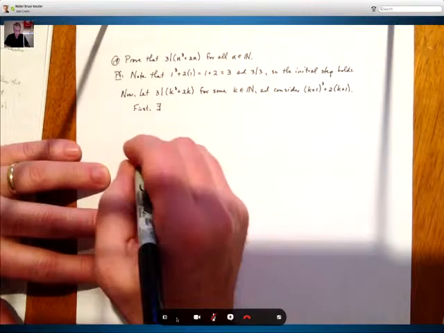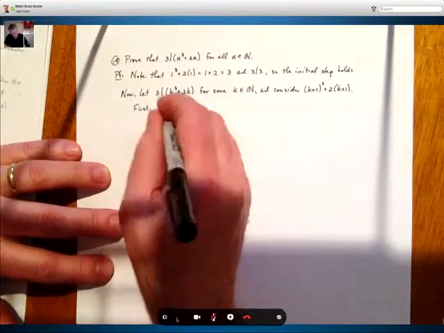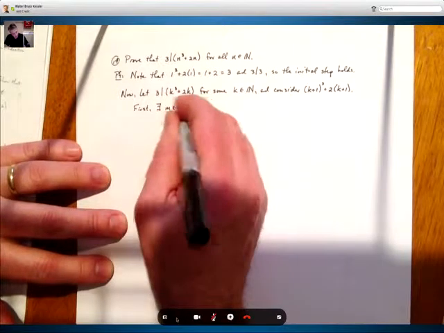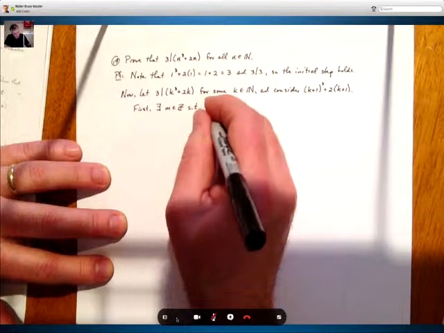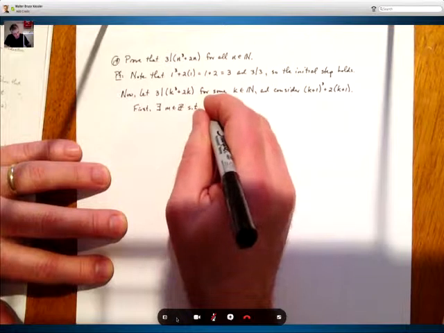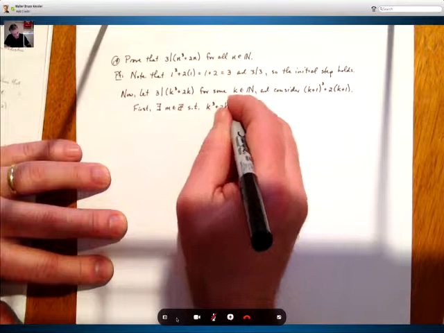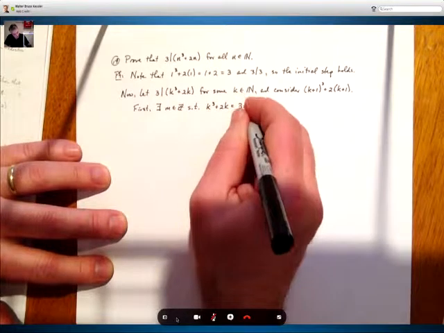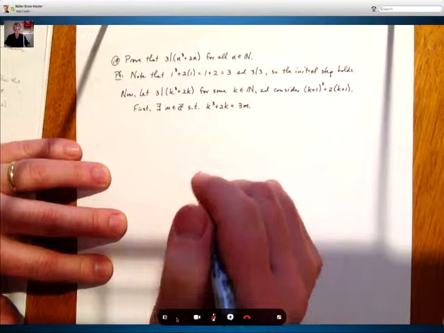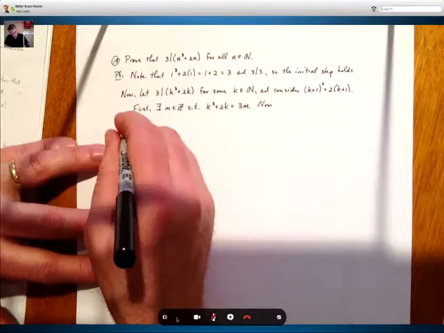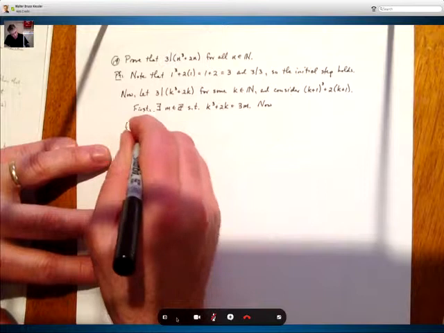First, I would point out that there exists some kind of integer. I don't want to use n. I can use m. Is that okay? M such that k cubed plus 2k is 3 times m. Okay, that'll become important later on.